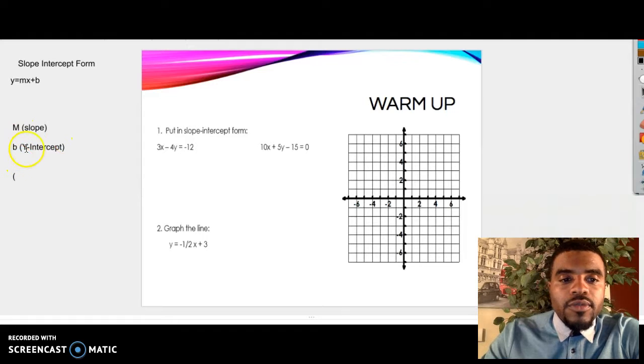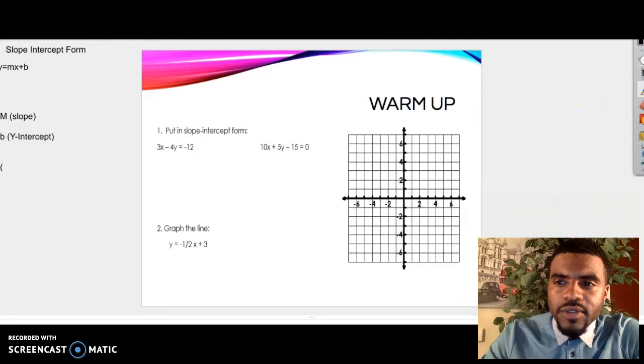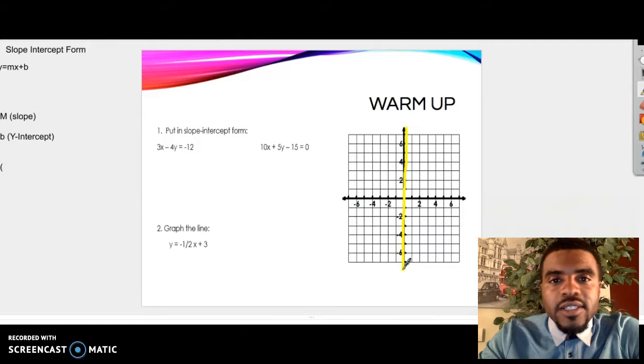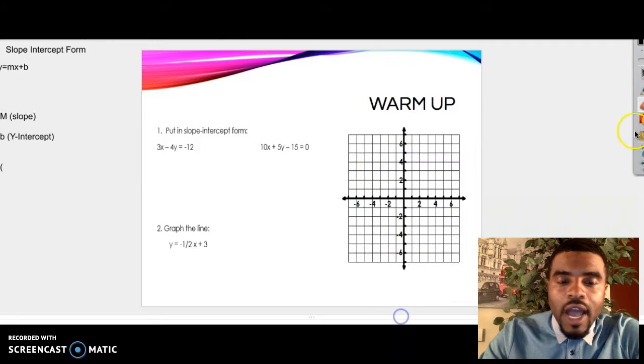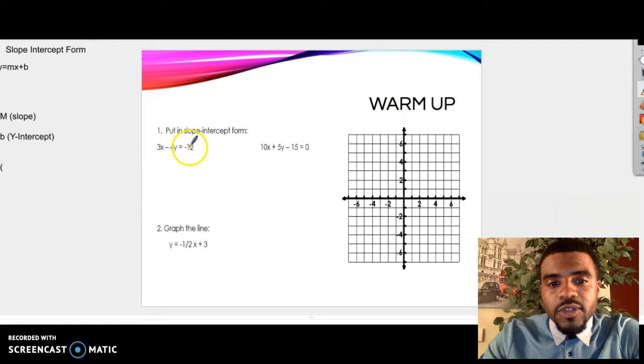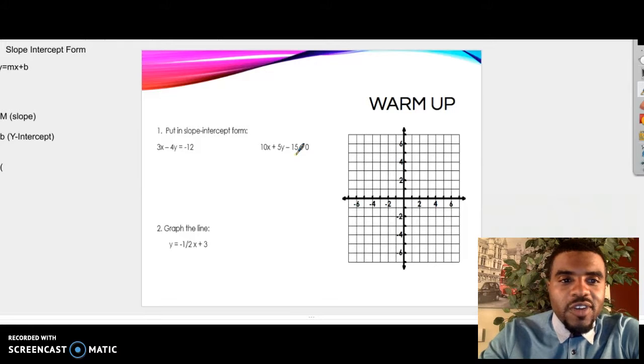Of course, we know the y-intercept is along this axis here, and I'll highlight it for you. And that's where the line touches this axis here, the y-axis, hence the y-intercept. So I'm going to first do this problem, and then you're going to do the second one. So I will just guide you on that, and then you can go from there.